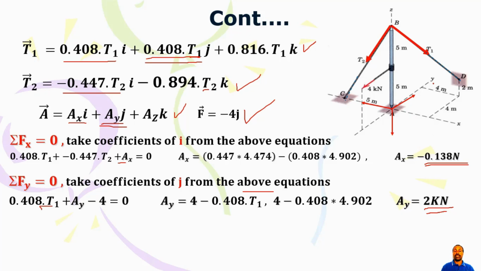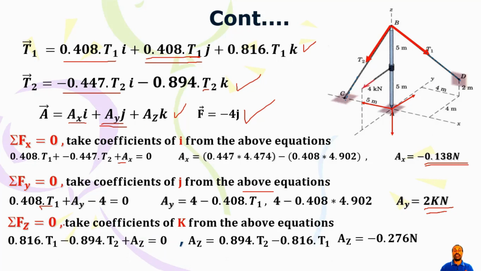And I think you have sigma Fz, take coefficient of K from the above equation. Again, you follow the same procedure. AZ will be this one, negative. So you just assume Z to the positive direction first. You draw in the free body diagram. So this will be cancelled. Then you go down. This is just the result.